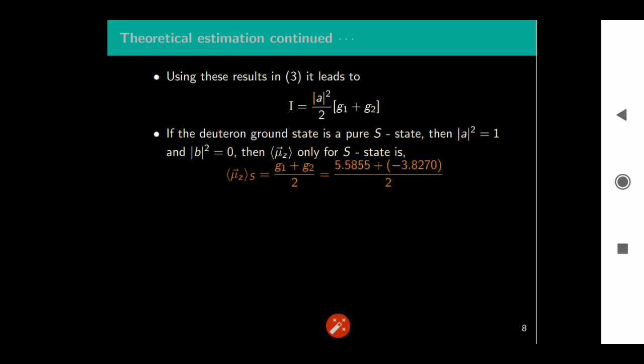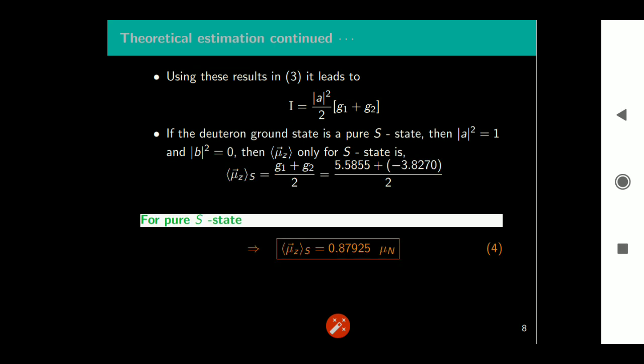So that will be given by the above expression, and substituting the value of G1 and G2, we get the result for pure S state, the magnetic moment for pure S state to be mu S, which is equal to 0.87925 mu N. Remember this equation 4. This is the magnetic moment for pure S state.